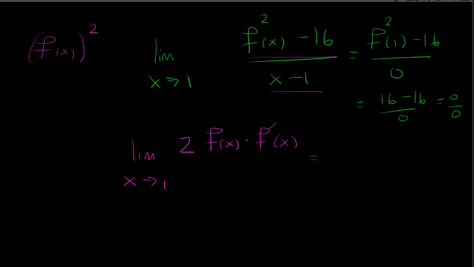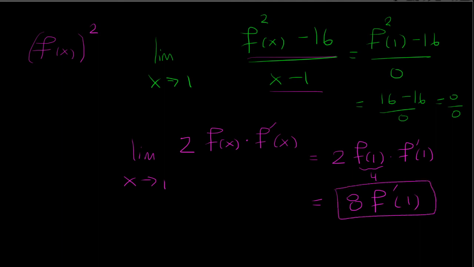Okay, now I'm going to plug in x equals 1. So I get 2 times f of 1 times f prime of 1. We said f of 1 is 4, so 2 times 4 is 8. So that's 8 times f prime of 1. Okay, and that is our limit.